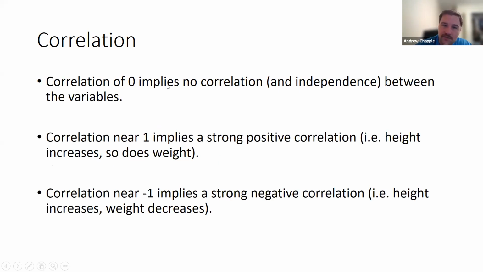So again, correlation of 0 implies no correlation, and also independence. So independence, we talked about from a categorical perspective. Independence would mean that the probability of being in any category for a categorical variable within a row of another categorical variable doesn't depend on that row. Correlation near 1 implies strong positive. Correlation of -1 implies strong negative correlation.